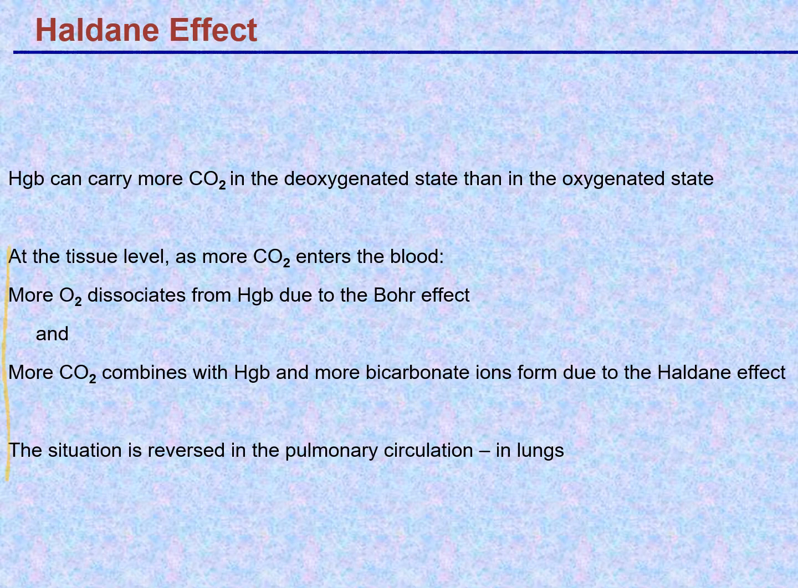At the tissue level, more CO2 is entering into the blood, more O2 is dissociating from hemoglobin due to the Bohr effect. Remember, with more CO2, you have a lower pH, a higher hydrogen ion concentration. So more O2 dissociates due to the Bohr effect, and due to the Haldane effect, more CO2 can combine with the hemoglobin, and therefore more bicarb ions can form. And when you get up into the lungs, the whole situation is reversed. In the lungs, there's a high PO2 environment, therefore more O2 gets picked up, and more CO2 is released.